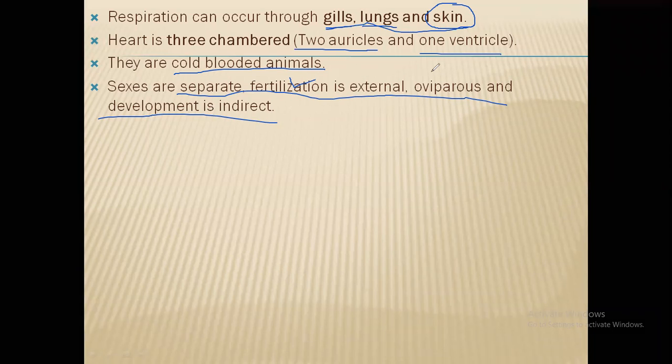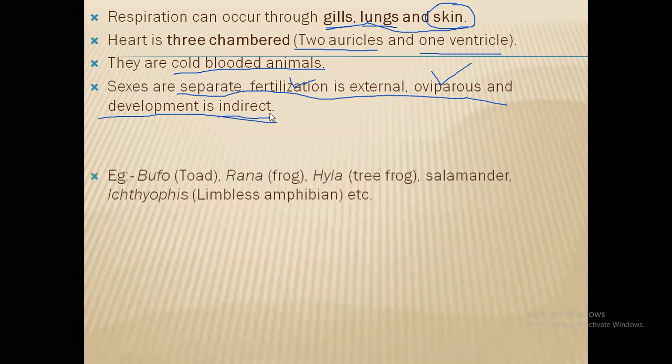So this is called as external fertilization. Oviparous means they lay eggs, they do not give birth to the young ones. Development is indirect. जैसे मैंने आपको थोड़ी देर पहले बताया कि इनके लार्वल स्टेजेस में लंग्स होता है. दैट मीन्स कि दे हैव ए लार्वल स्टेज, दे हैव एन इंटरमीडिएट स्टेज, सो देयर डेवलपमेंट इज कॉल्ड indirect.